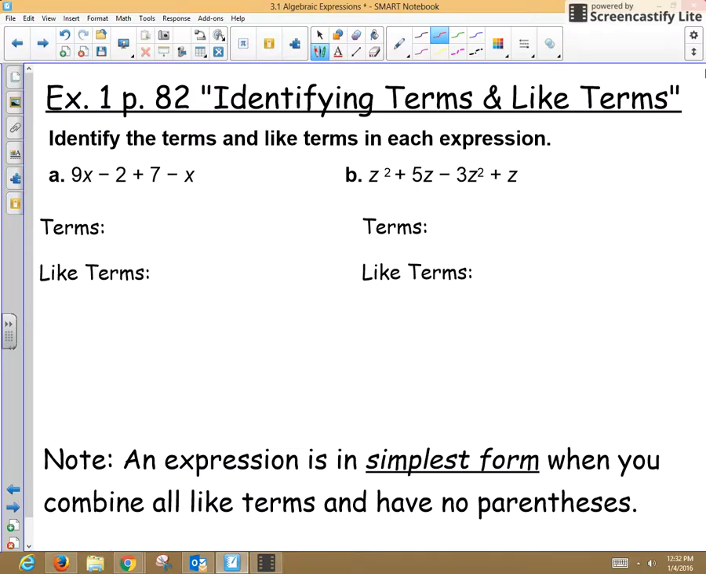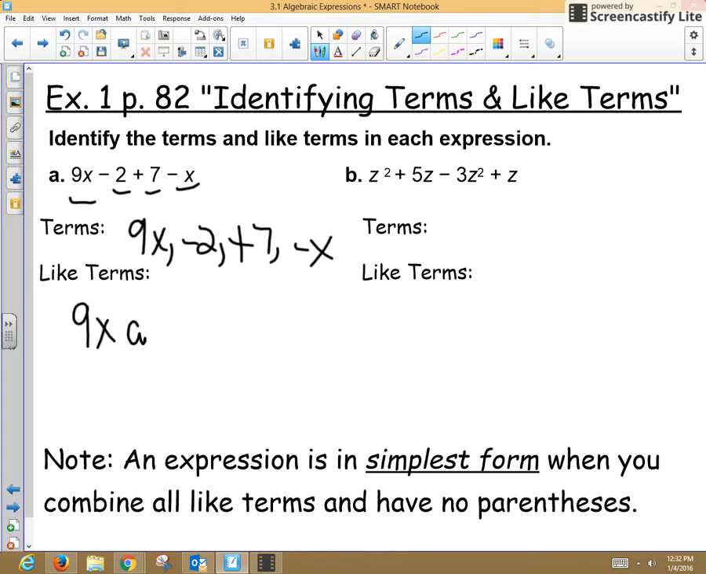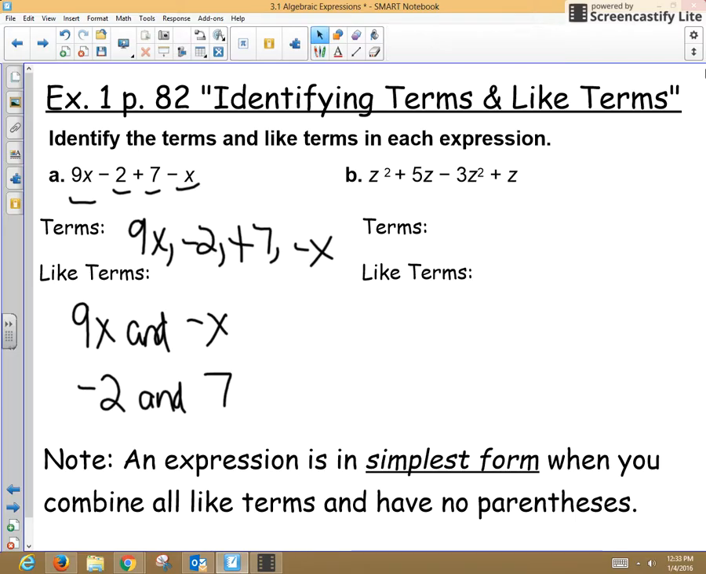Example 1, identifying terms and like terms. For A, we have 9x minus 2 plus 7 minus x. So the terms are simply just the parts of the equation. So we have 9x is one term, negative 2 is another term, plus 7 and negative x. So there are 4 terms, 1, 2, 3, and 4. Now the like terms would be those with the common variables. So 9x and negative x are like terms. Negative 2 and 7.